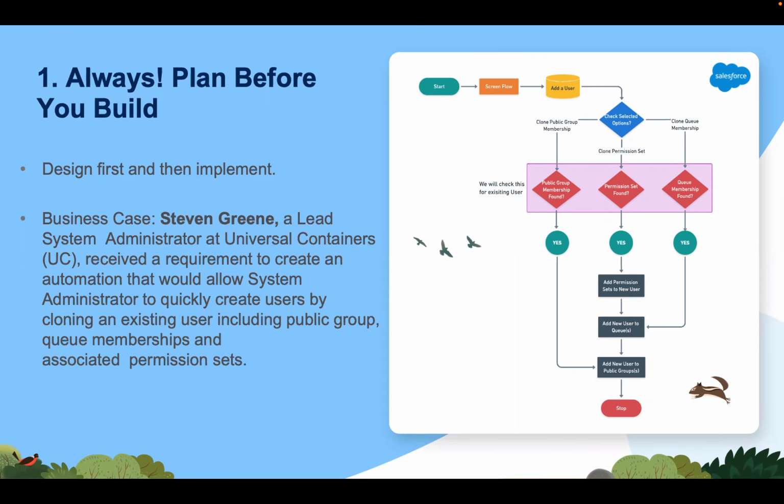So I'm going to start with a screen flow because the user may want to change something, so I cannot use record-triggered flows. Now this is on add user. So first, allow them to select an option. Okay, do they want to clone public groups or queues of the existing member, permission sets or permission set assignments, or is there anything else? So you can allow them these options. Okay, now what happens if they select one of these options? So I want to clone it and I want to assign it to the new user.